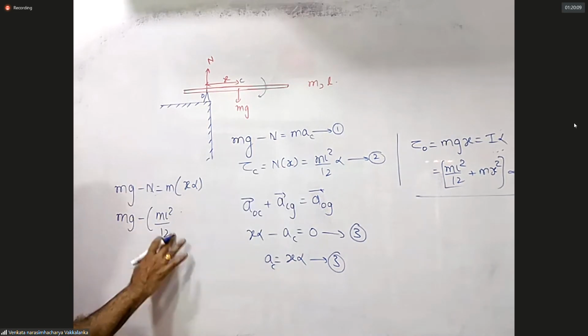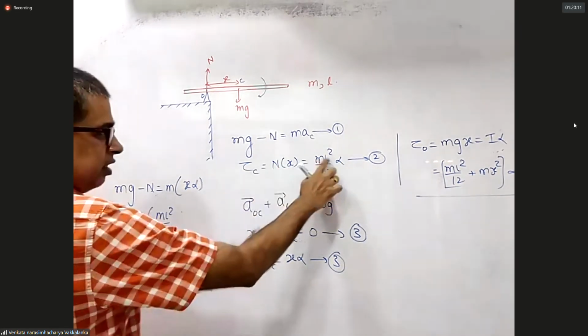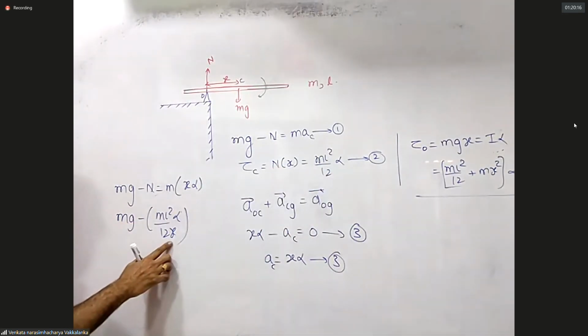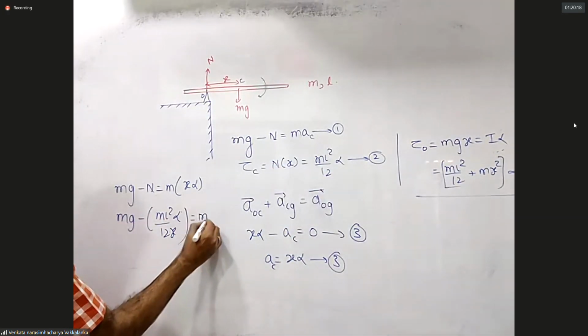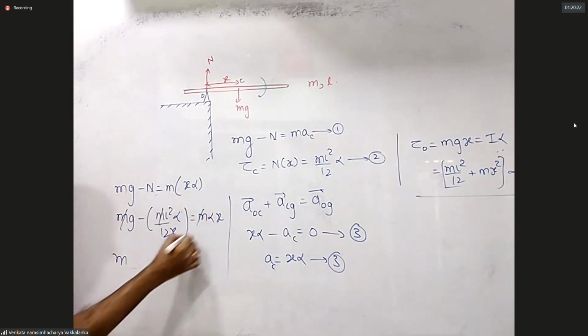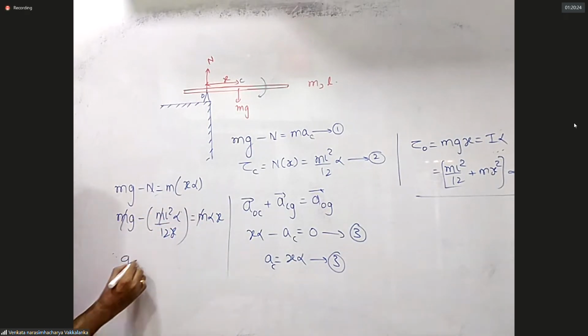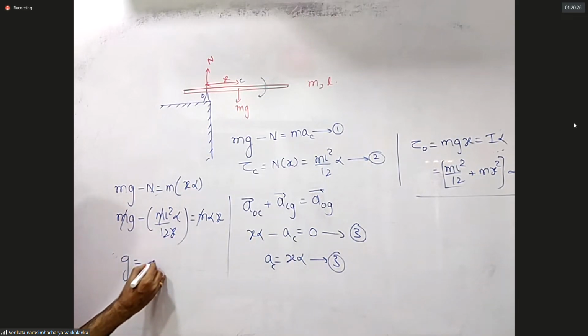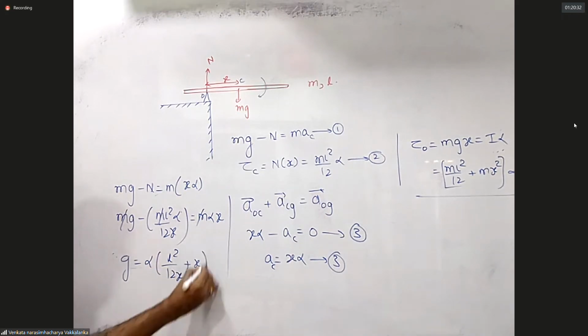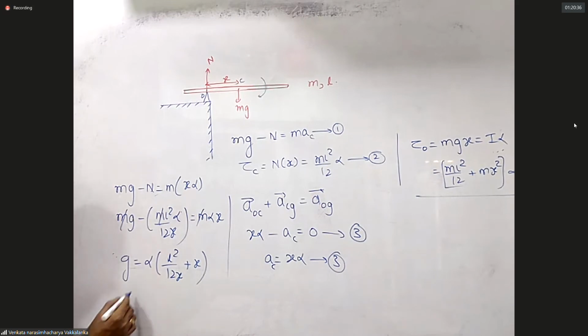Sorry, x. N is m L square alpha by 12. I got x to the denominator, is equal to m alpha into x. M gets cancelled. G is equal to, take alpha common, L square by 12x plus x. Is my calculation correct? Yes, sir.